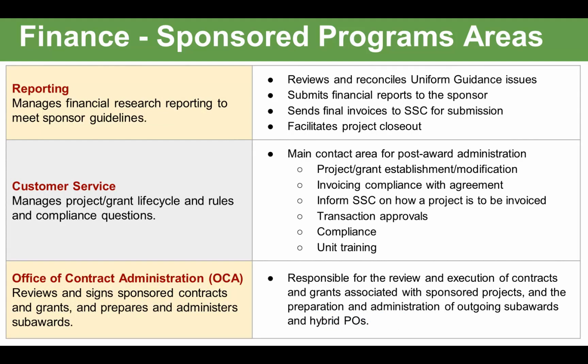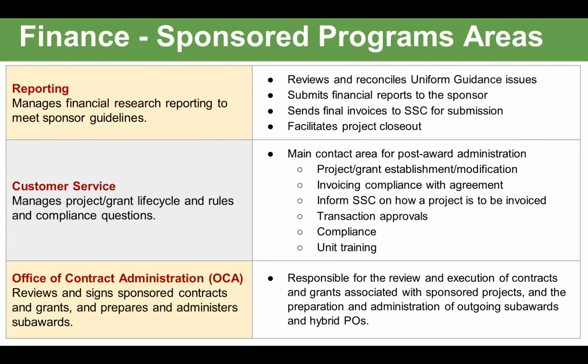For a visual on the sponsor programs area, we have a chart here that shows the 3 different areas of sponsor programs, because sometimes people get confused of who does what in sponsor programs. The first area is reporting. They review and reconcile uniform guidance issues. So you've likely come across the reporting accountants when they send you a UG report, either annual or final, on your federal projects. It'll list the UG expenses that need to be resolved, so they'll help you with that.